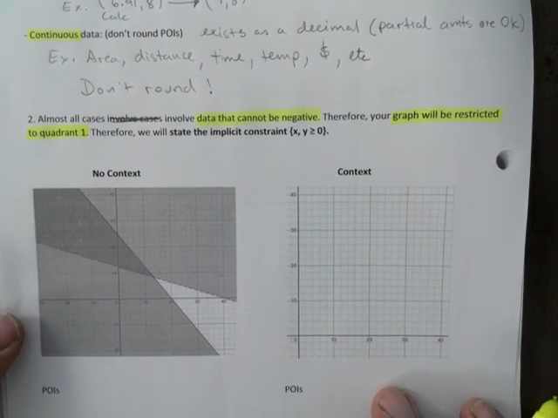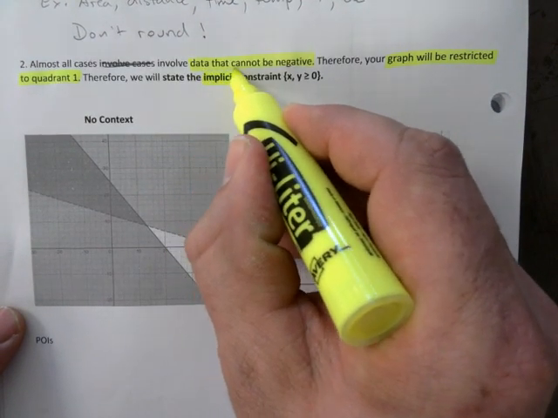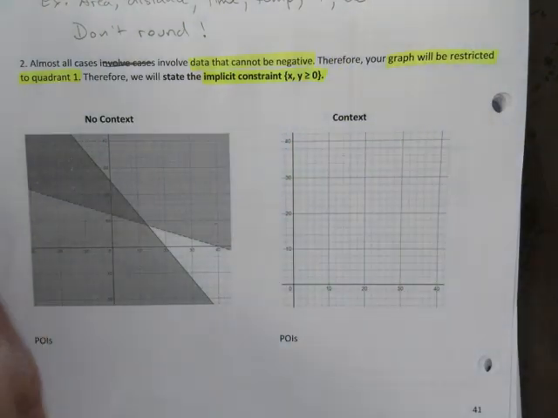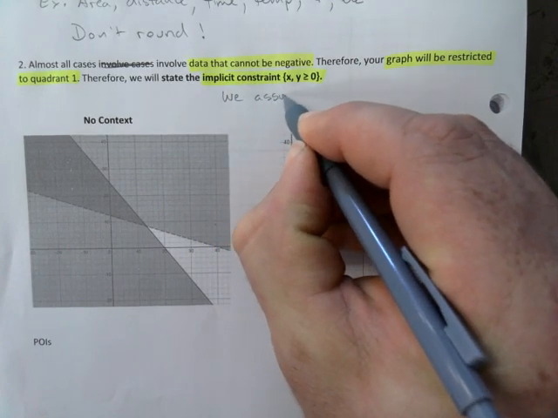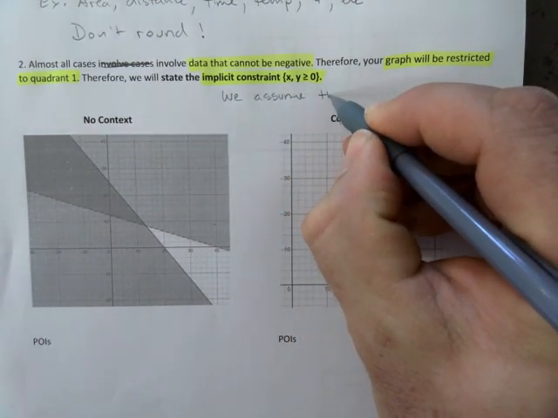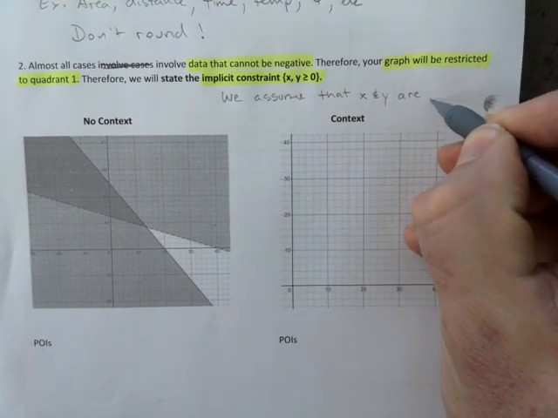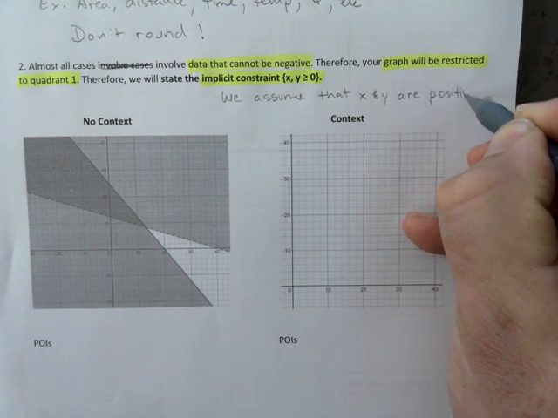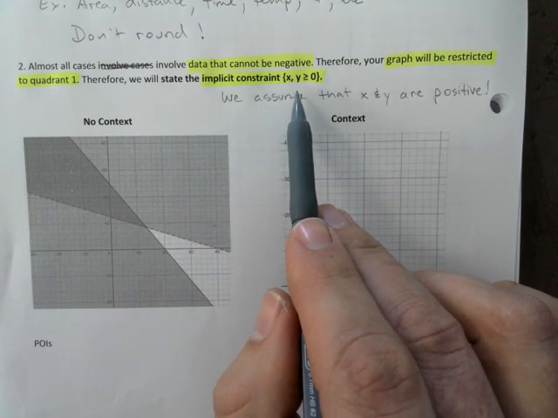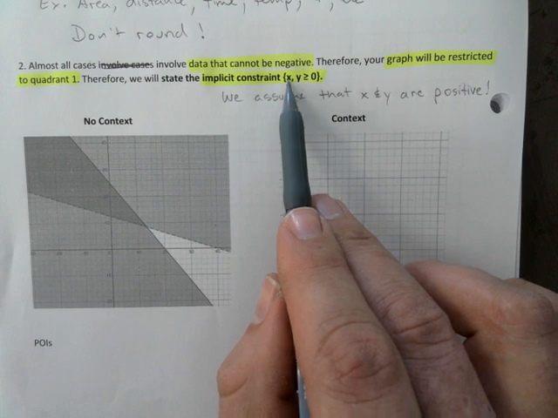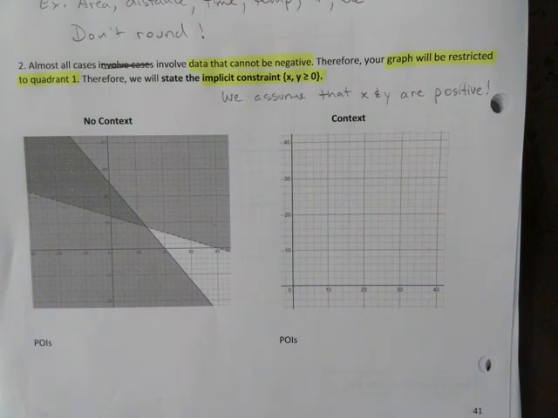okay? And you will notice that there's something we call the implicit constraint. Implicit means we assume that X and Y are positive. That's what this little statement says. Remember domain and range? This is basically saying both your domain and your range involve values that are 0 or greater. Okay.